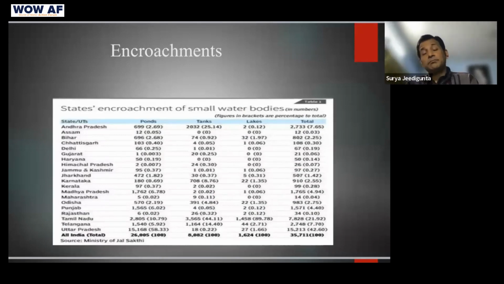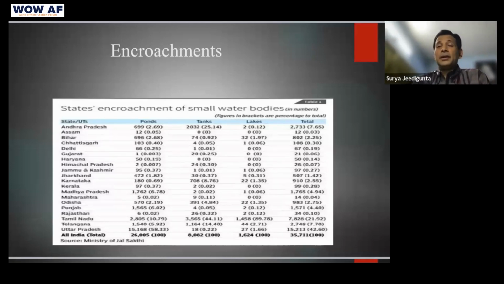Encroachment by government agencies, private developers, whoever it is. But these are the statistics, and it is rampant, and it is causing depleting tanks, wells, ponds. Now, as per the statistics of Jal Shakti, India has more than 24 lakh water bodies. This is as per the first census report on water bodies.